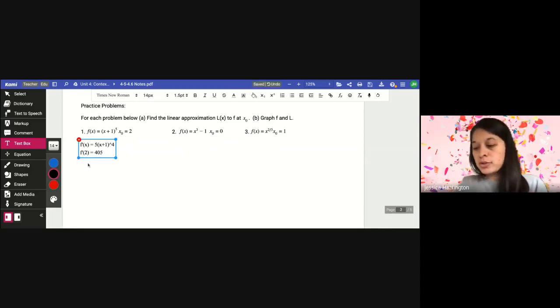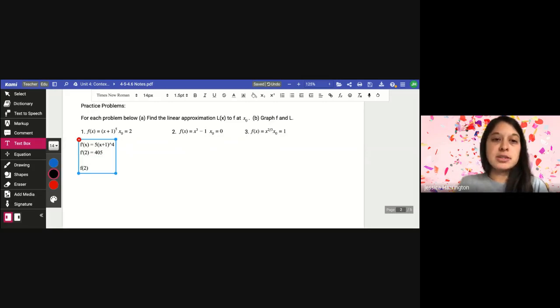So now we're going to actually find the value of the function at 2. We need that too, right? Or where we're starting off. And when you plug in 2, you end up with 3 to the 5th, which comes out to 243.